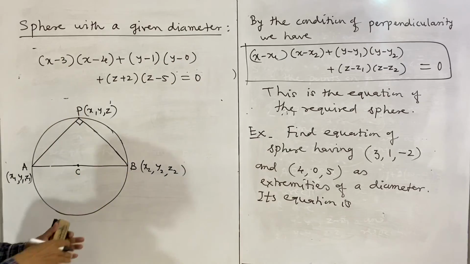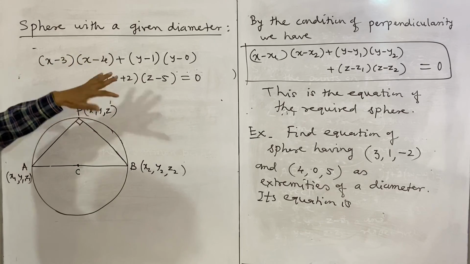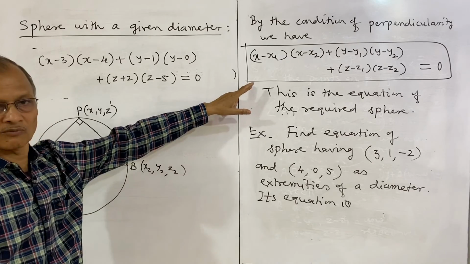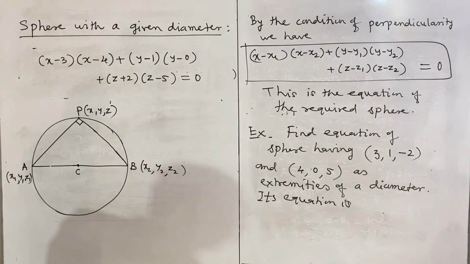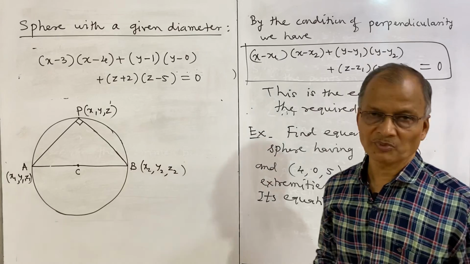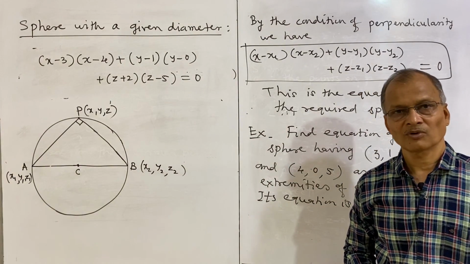After simplifying, this equation can be put in general form, that is x square plus y square plus z square, etcetera. In this way we can write the equation of a sphere with two given points as extremities of its diameter. So this is about a plane section of a sphere, then intersection of two spheres, and the equation of a sphere with a given diameter. Thank you for watching the lecture.